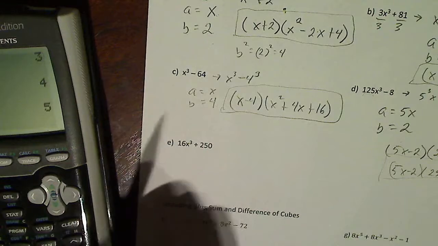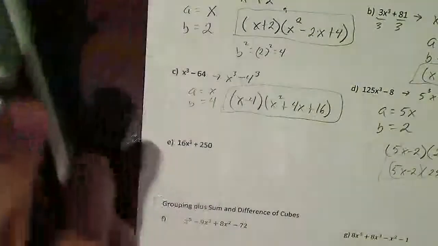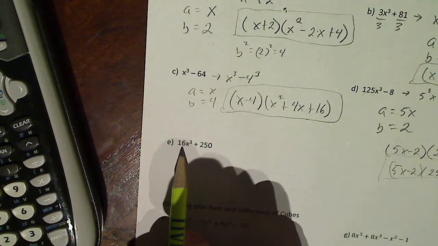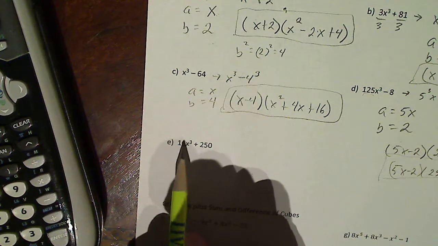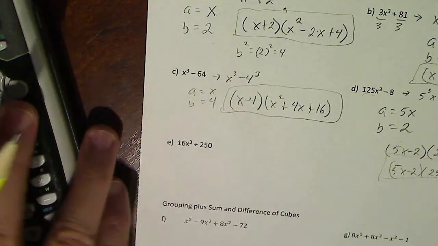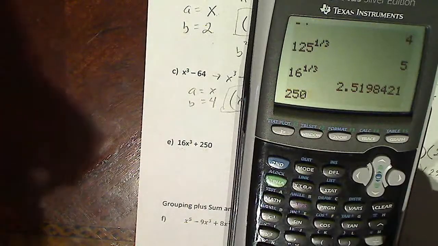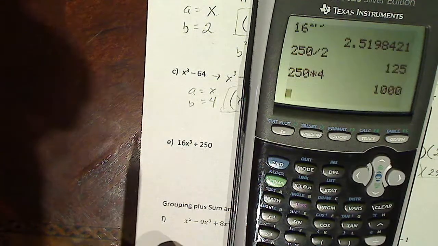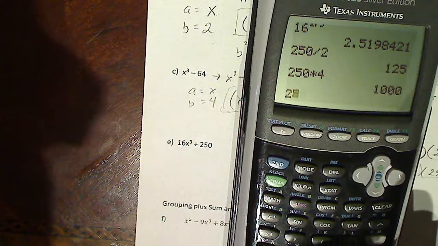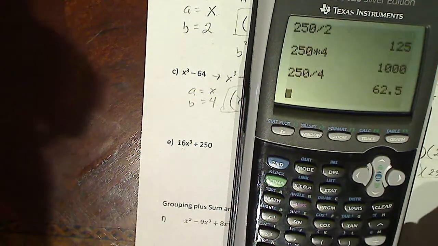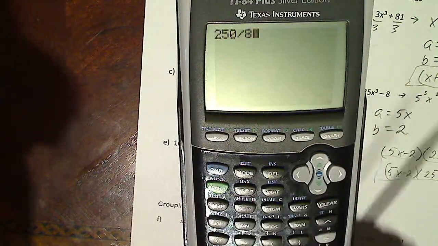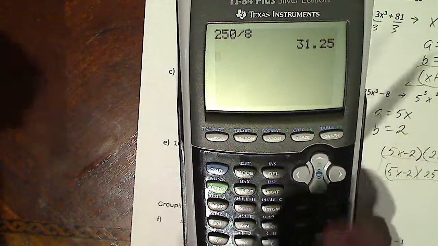16x cubed plus 250. Well, again, can 16 be cube rooted? It cannot. It is 2.5. So that means I can probably GCF something out of this. 16 can be 2, 4, or 8. So I guess the question is, if I take 250, I can divide by 2. 250 can be divided by 4? No, 250 cannot be divided by 4, because that's 62.5, so it's not 4. Can 250 be divided by 8? Nope, it cannot. So it has to be 2.